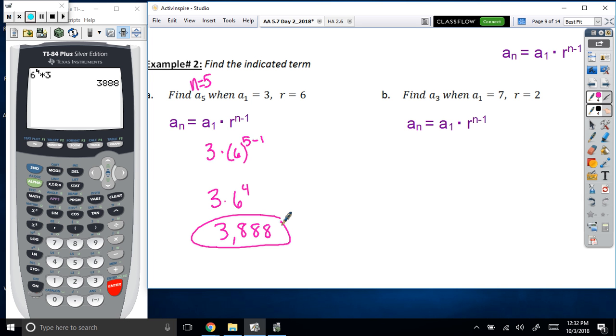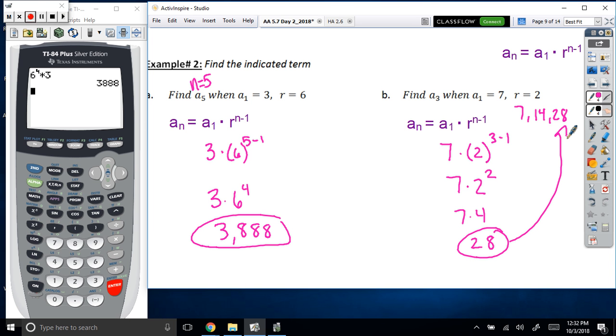Now the next one, they want the 3rd term. You might just want to list the terms. It'd be 7 times 2 is 14 times 2 is 28. The answer is 28. But if you want, you can also use the formula. Plugging in 3 for n, you get 7 times 2 to the 2nd, 7 times 4, which is 28. But if they ask you for a low term number, you might find it easier just to list out that term number.